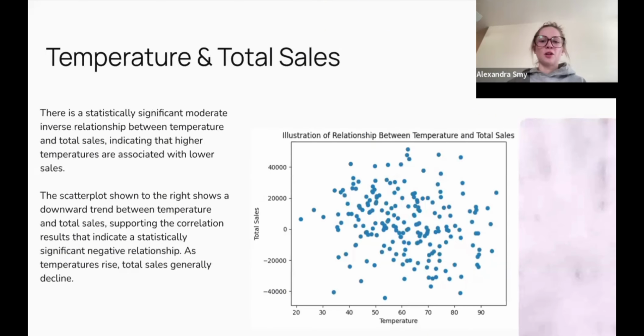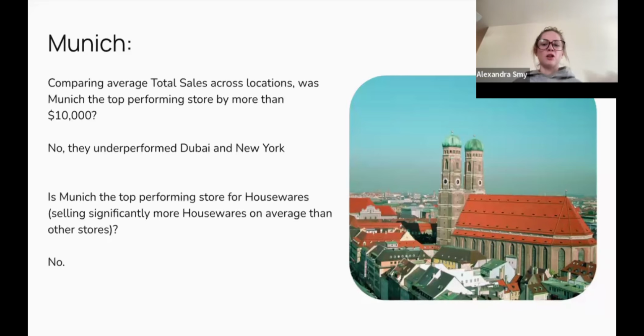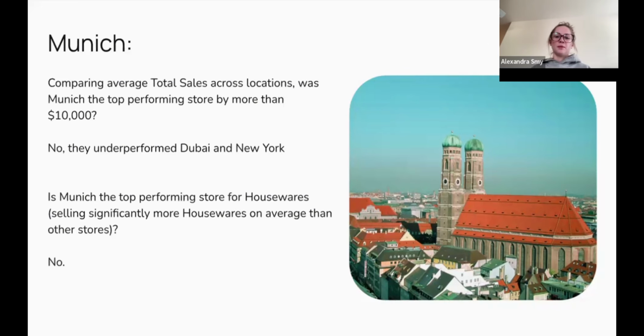Next, we looked at temperature and total sales. The temperature showed a statistically significant moderate inverse relationship with total sales. So as the temperature increases, our sales declined. This suggests that seasonal demand influences purchasing behavior. And again, this was reflected within each of the locations, where the locations in warmer climates tended to have greater sales. Munich was not a top performing store and did not outperform Dubai or New York, and this reinforces the ANOVA findings that not all locations contribute equally.